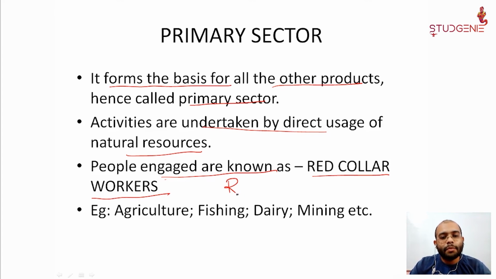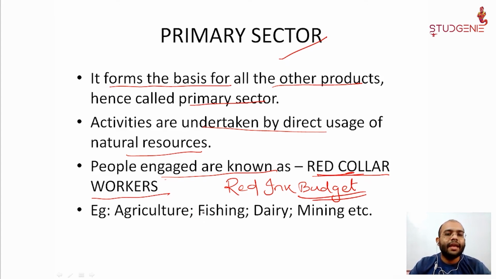In China, you will understand, red ink budget gets passed because of this primary sector and the red collar workers. What are the activities under primary sector? Agriculture. Does agriculture use any artificial things? They take the natural resources. Fishing, they take the natural resources. Dairy, mining, all these activities are based upon the availability of natural resources.